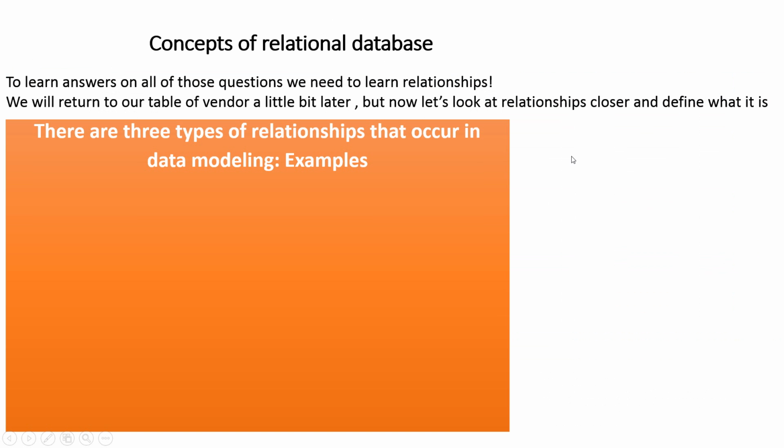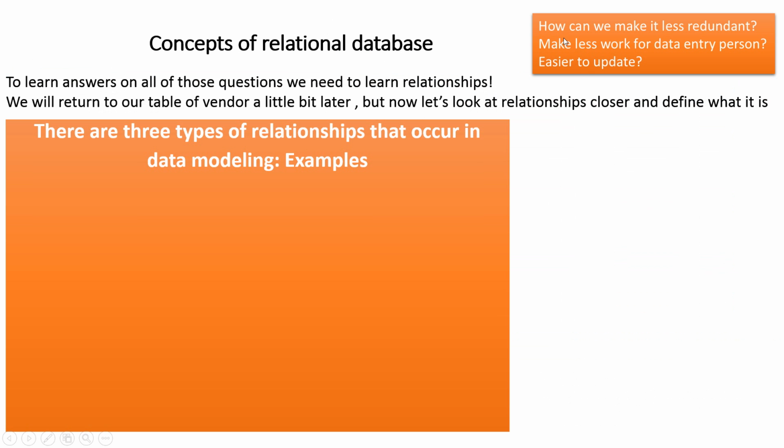And the answer is simple. We need to use a relational database. So to learn the answer to all of those questions, right? How can we make it less redundant, less work for the data entry person, easier to update? We will return to our table of vendors a little bit later. But now let's look at relationships closer and define what they are.